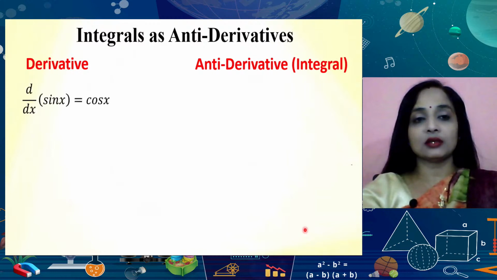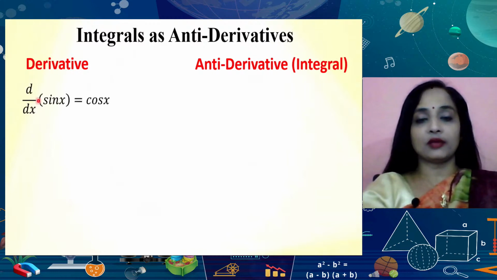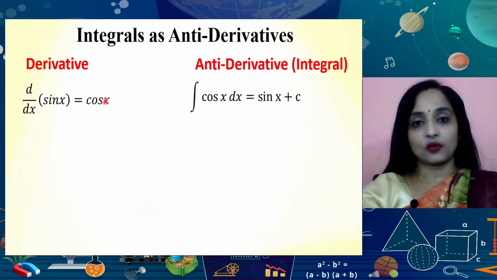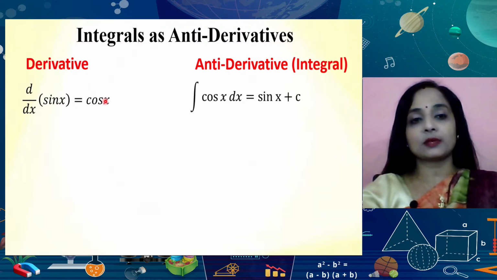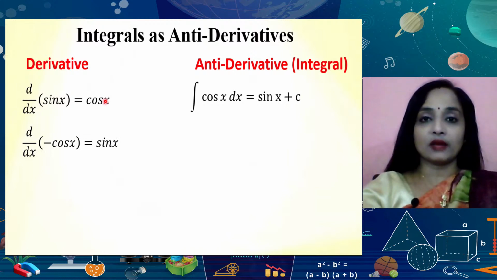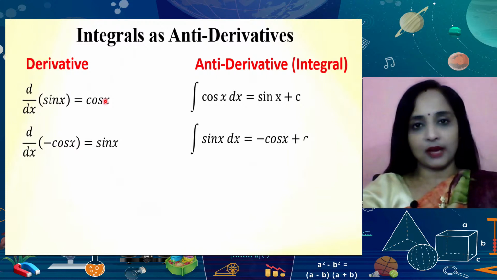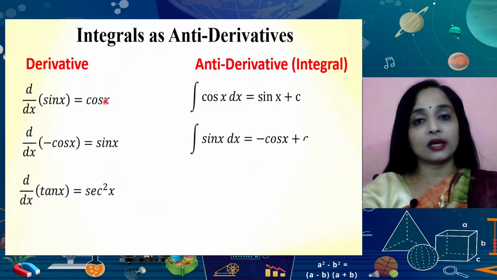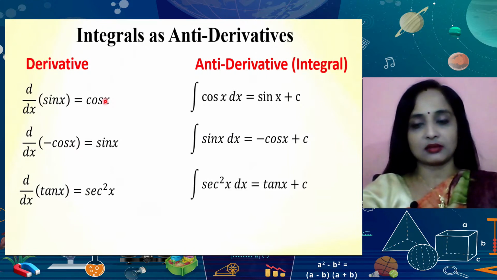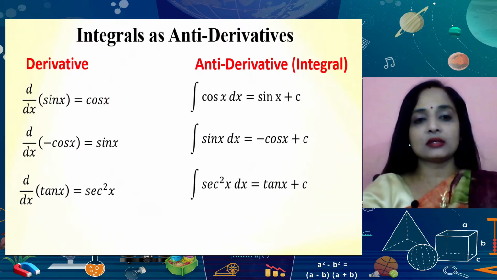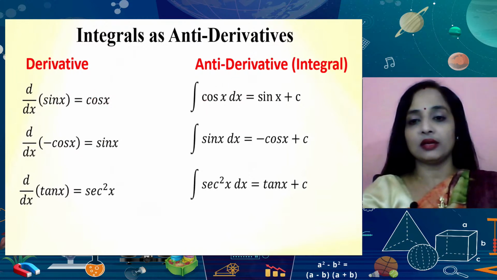Let's proceed further with more derivatives. You are very well aware that the derivative of sin x with respect to x is cos x. So the integral of cos x dx will be sin x plus c. Similarly, the derivative of minus cos x is sin x. The integral of sin x is minus cos x plus c. The derivative of tan x is sec square x. So the integral of sec square x dx is tan x plus c. You can see the relationship between derivative and antiderivative.